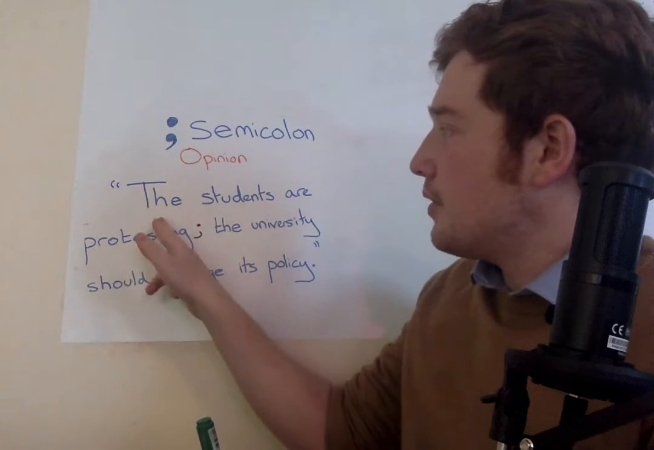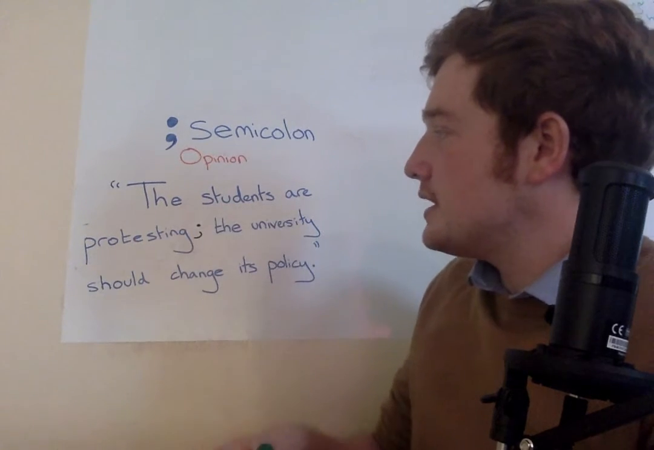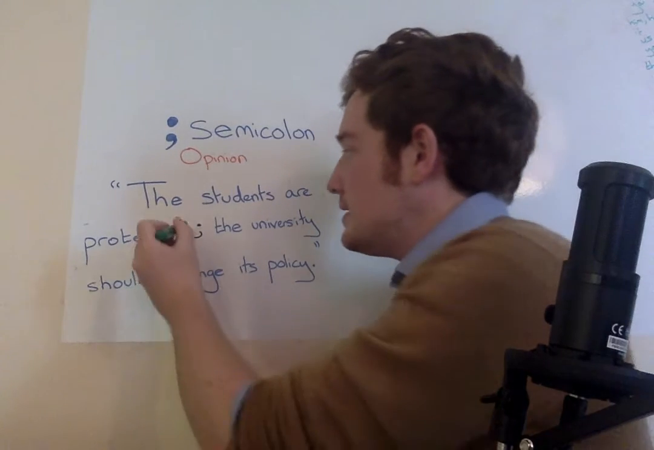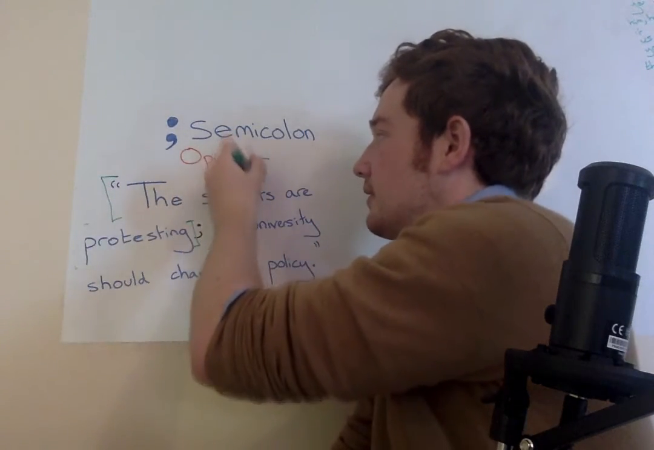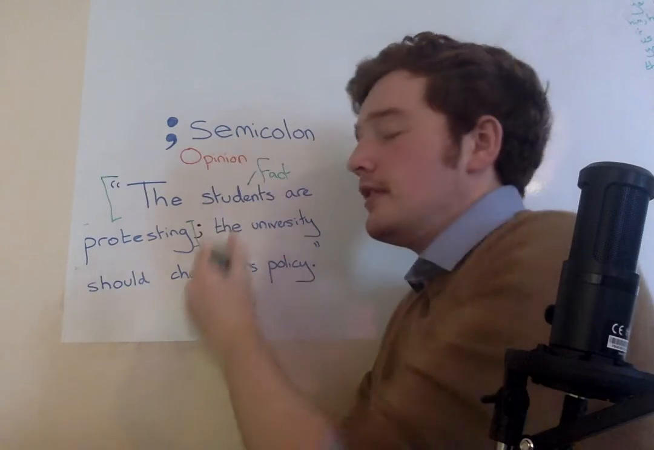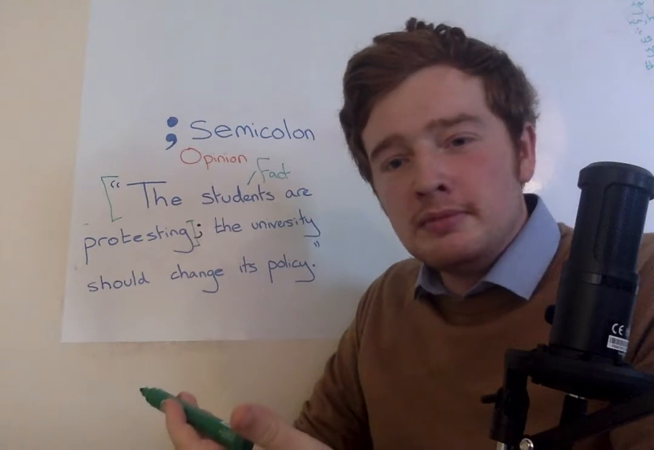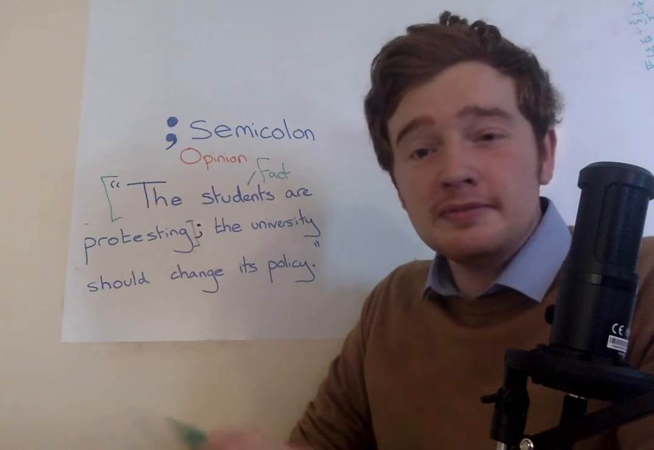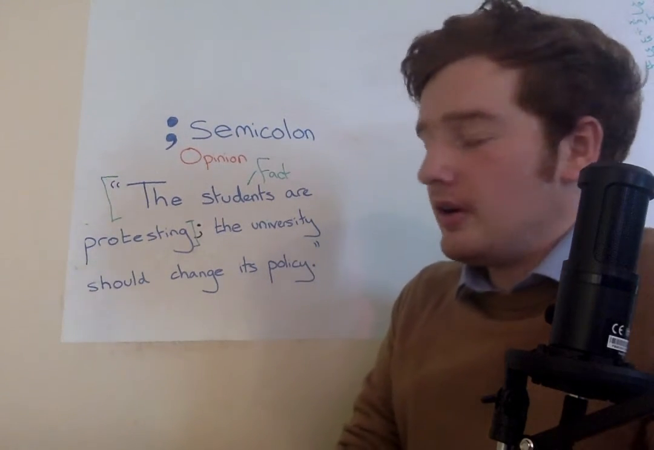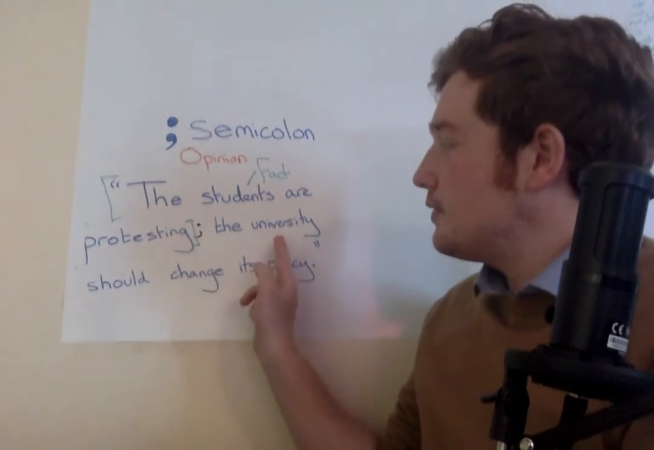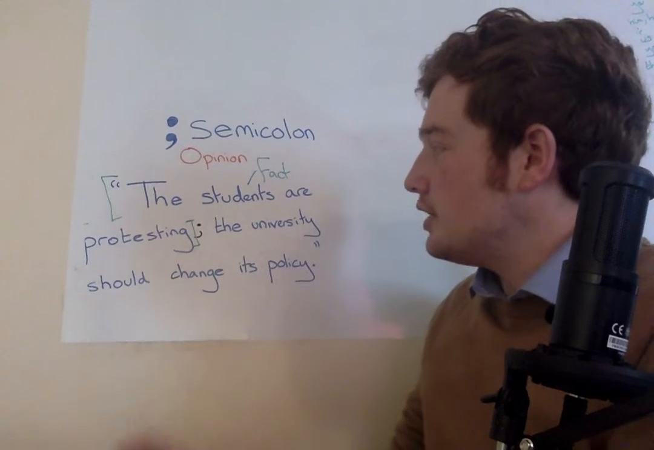Well, the first part, the students are protesting. Well, this is a fact. It's an observation. It's happening or it isn't. However, the second part of the sentence, the university should change its policy.